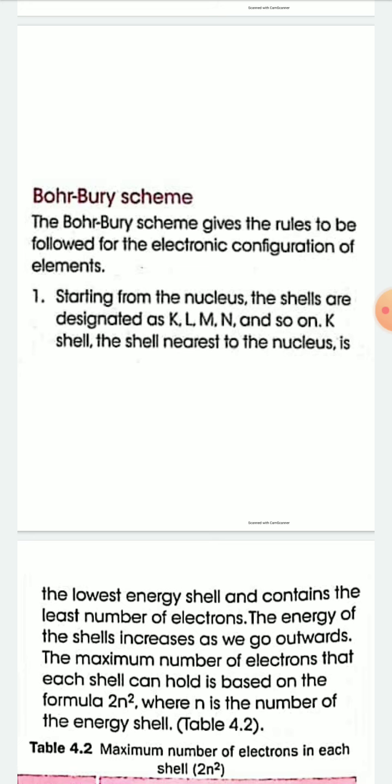So the rules are: first, starting from the nucleus, the cells are designated as first K cell, then L cell, then M cell, then N cell, and so on.